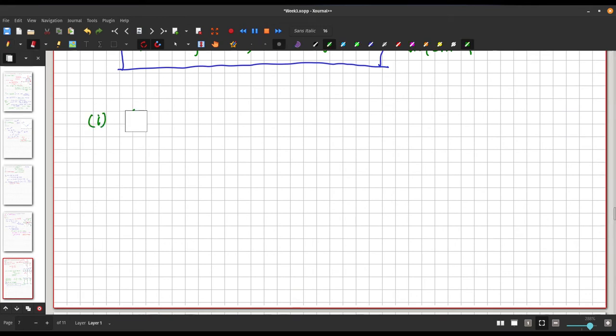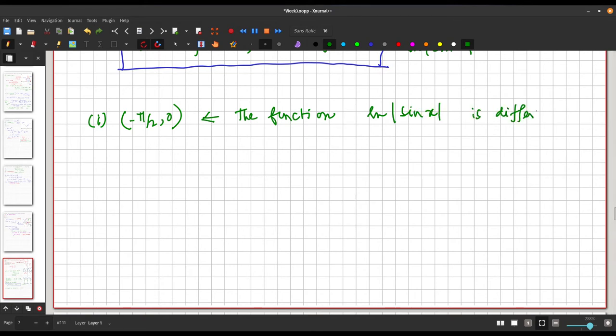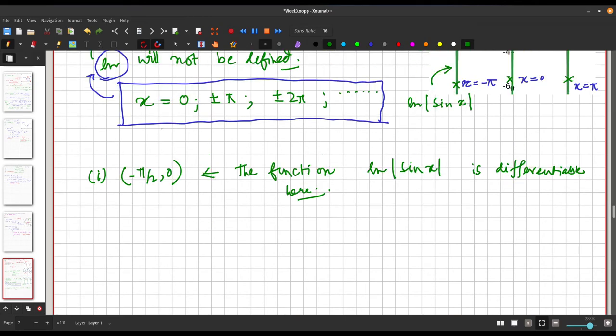The function ln sin x is differentiable here. Why? Because this does not include any of these points. So x equal to n pi for n belonging to Z does not belong to this interval. And you can see here that for n equal to 0, this 0 is excluded.